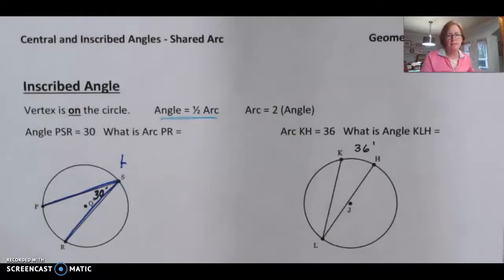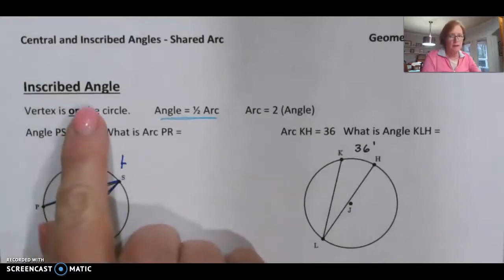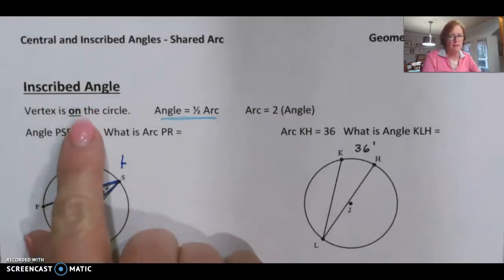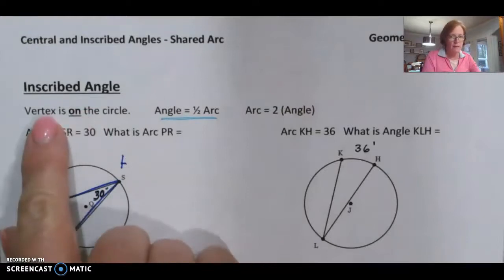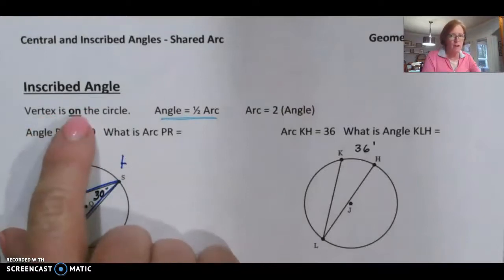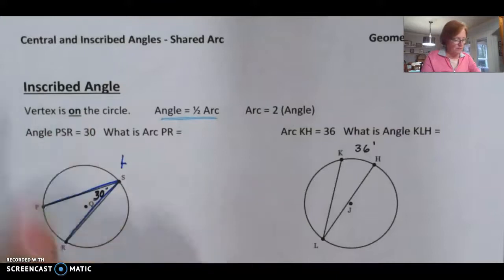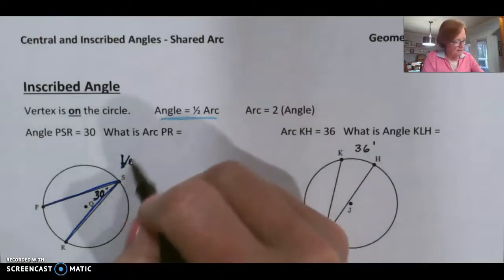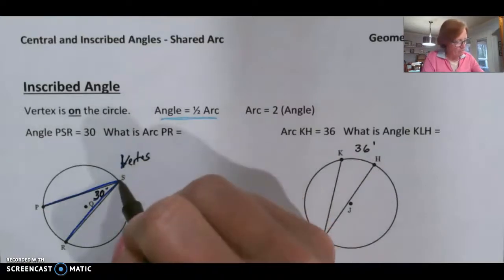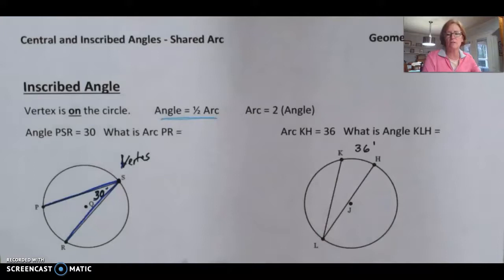Hi, I'm Mrs. Sullivan, and today we're going to be moving on to a deeper understanding of inscribed and central angles of a circle. So we're going to start by going back to review the characteristics of an inscribed angle. Inscribed angles have a vertex that is on the circle. So in this particular example, here's the vertex, S, sitting on the circle.